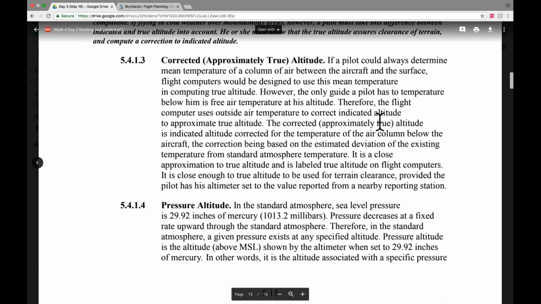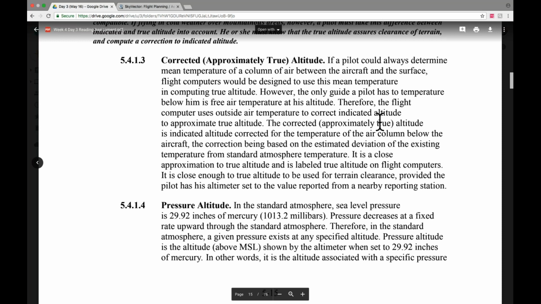So corrected altitude is just when the pilot corrects the altitude. So if a pilot could always determine the mean temperature of a column of air between the aircraft and the surface, the flight computers would be designed to use this mean temperature in computing true altitude.